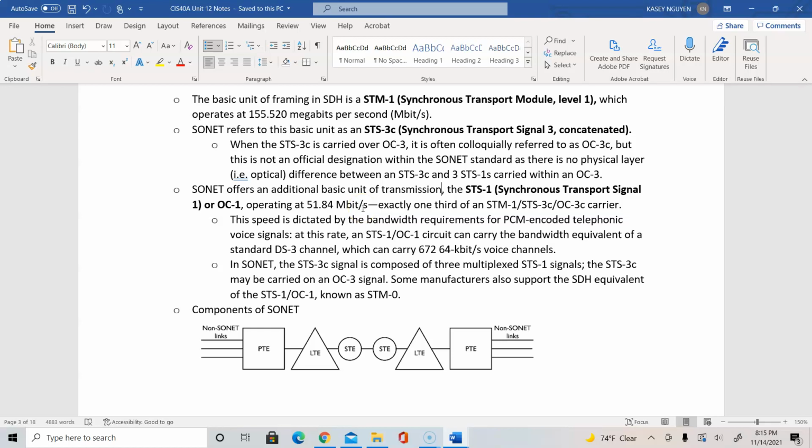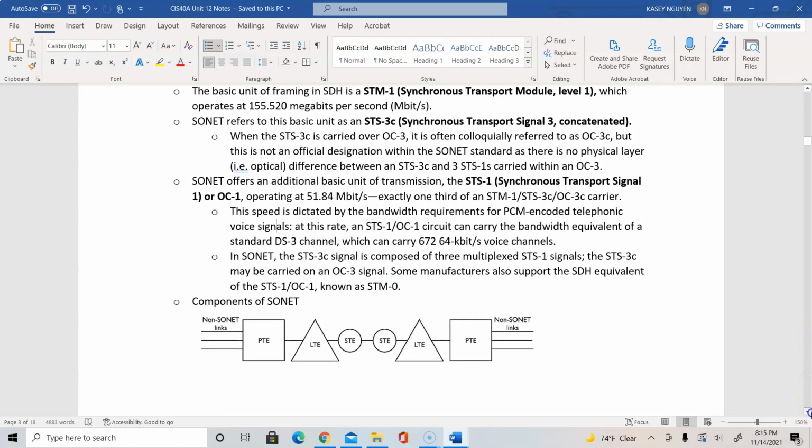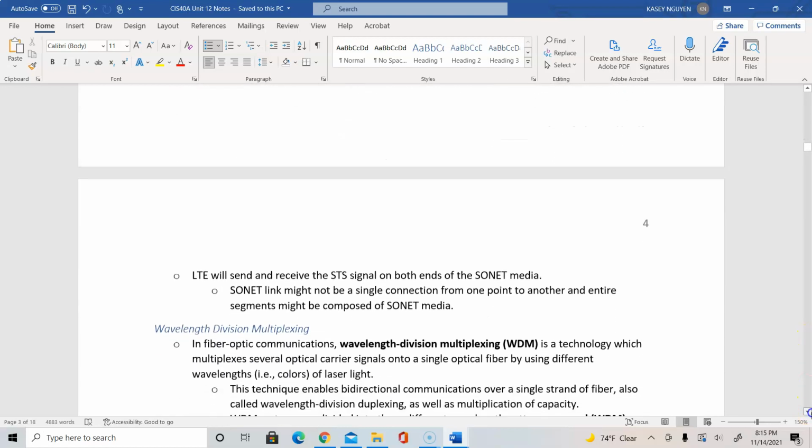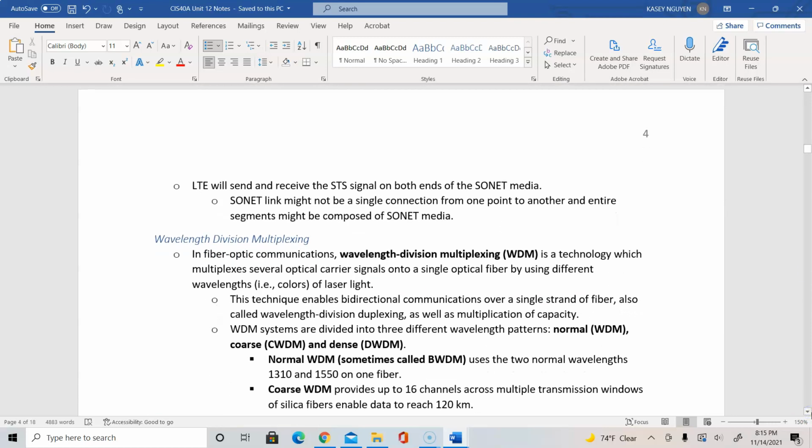The speed would then be dictated by the bandwidth requirement based on whether it's for voice signal or data signal. So then it depends on the type of manufacturer and the type of network. Now, when you're looking at LTE, which is what you see with T-Mobile, that would then send the STS signal on both ends of the SONET media. And so the SONET link might not be on a single connection, but it would be from one point to another in the segment composed of SONET media.